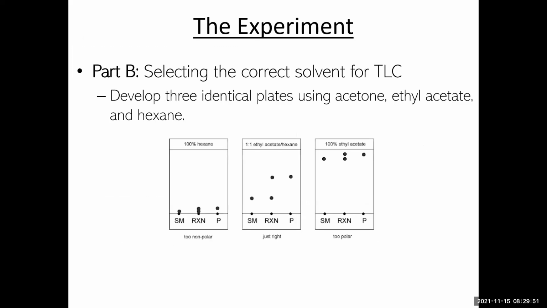And then after you do that, you're going to move on to part B of the experiment, where you're going to look at selecting the correct solvent for TLC. So when organic chemists are initially training on how to do all these techniques, they don't really have a good understanding of which solvent to use for different compounds based on their polarity. So that sort of intuitive sense comes over time.